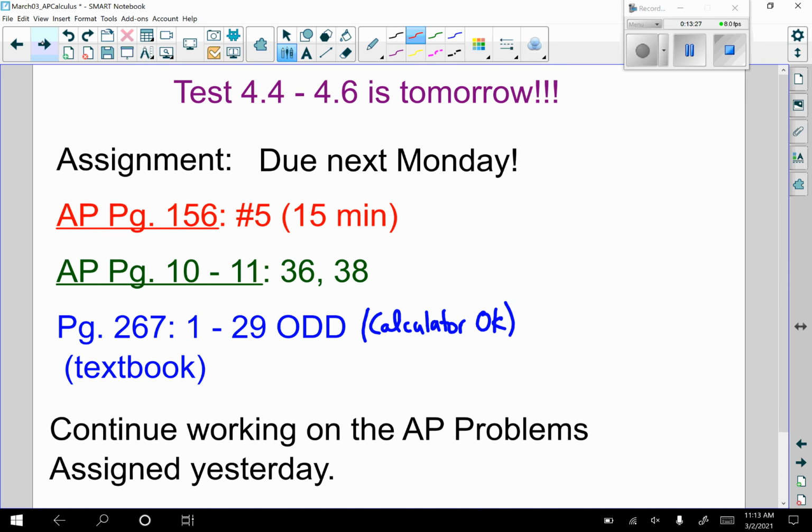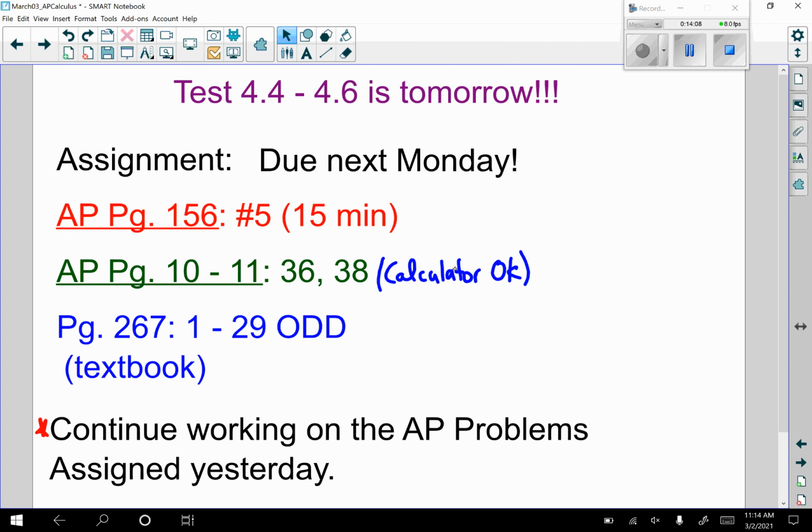All right, so everything I'm giving you right now, you'll have over the weekend to work on because your test is tomorrow. So in addition, I want you guys to still continue working on the AP practice problems I assigned yesterday. That was on pages 7 and 8, and then the free response question as well on page 121. Also add to that on AP page 156, number 5, that's another free response question. On pages 10 and 11, 36 and 38. And then out of the textbook on page 267, which I'll have all of this section scanned in for you, 1 through 29 odd, calculator. And to say calculator is okay for these problems here.